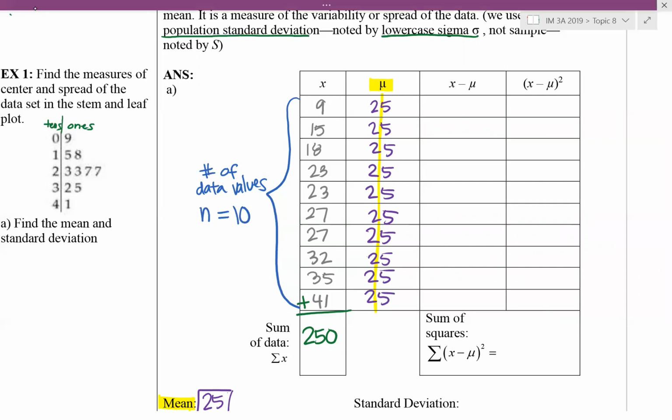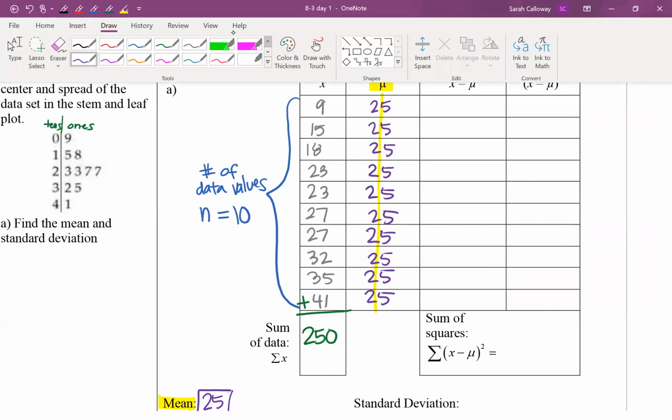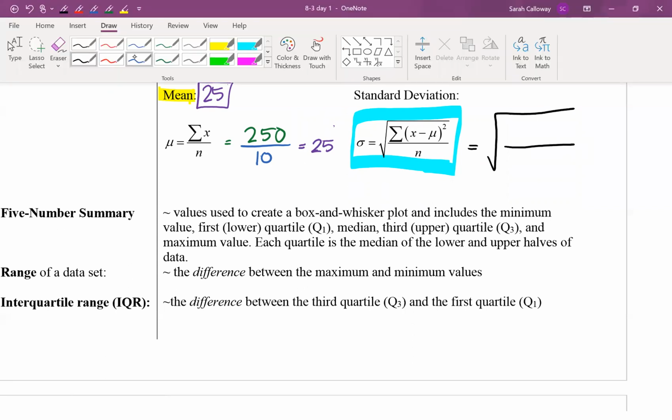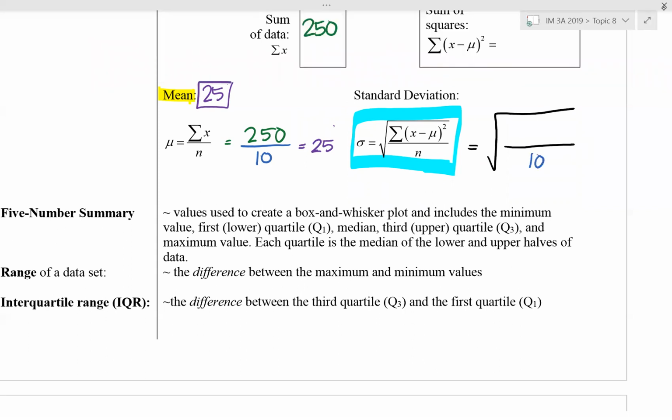So what we're working towards here is calculating the standard deviation. So the formula for standard deviation is this formula here. So this is what I do to calculate standard deviation. So this is telling me that I'm taking the square root of the sum, sigma means sum, of the difference between each data value and the mean, but that value squared. And then I'm going to divide that by n. Remember, since I'm talking about this data set, n is 10.